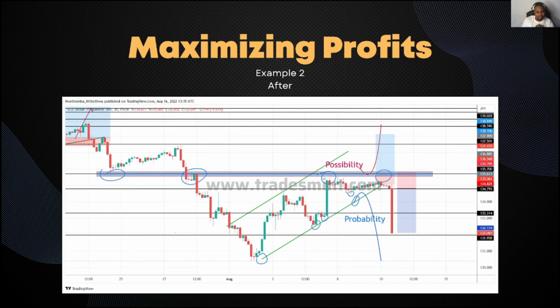So in that case you win either way, because now you know: if it was a possibility, why did it become a possibility? Why did my probability fail? If it was a probability, why did my probability win? Why was the possibility not winning? That means my strategy is more accurate. Then I keep on using that strategy that I'm using.